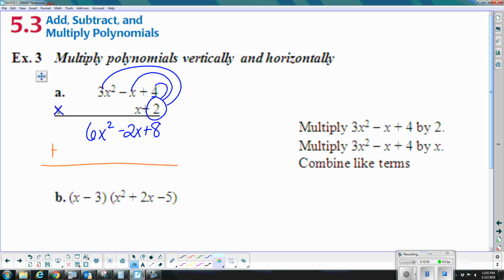So just like when you're multiplying double-digit numbers, you're going to put a 0 in this first place value, because now you're multiplying the second term, rather. So you're going to multiply x times 4, x times negative x, and x times 3x squared. So x times 4 is a positive 4x. X times negative x is the negative x squared. And x times 3x squared is 3x cubed.